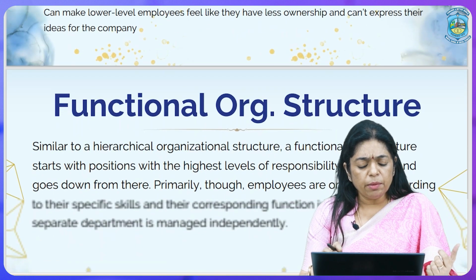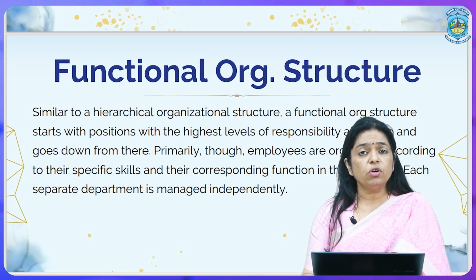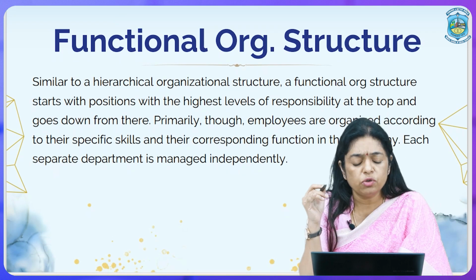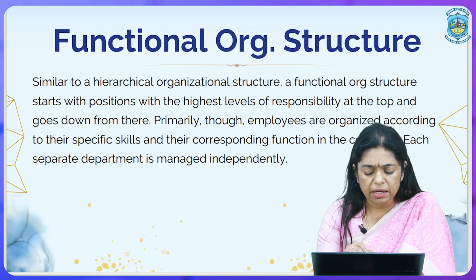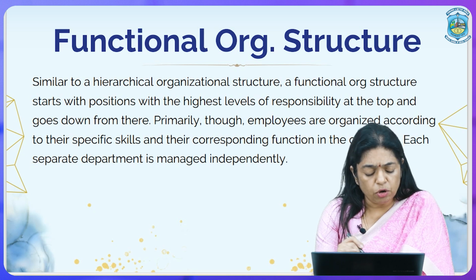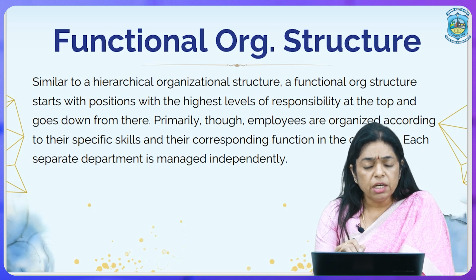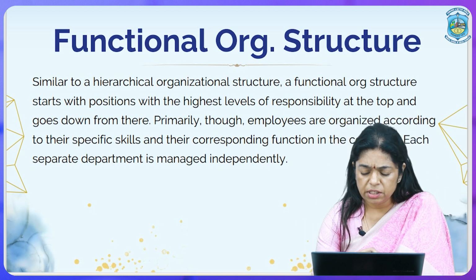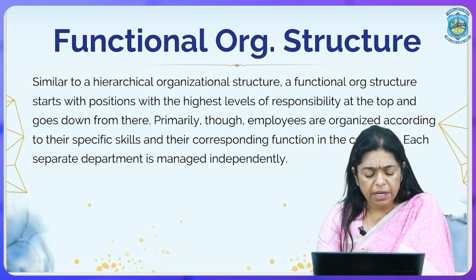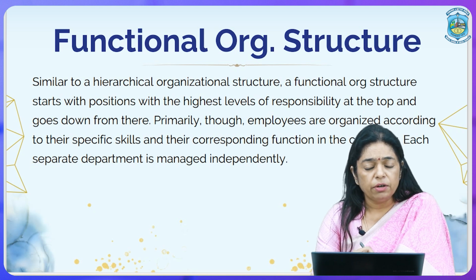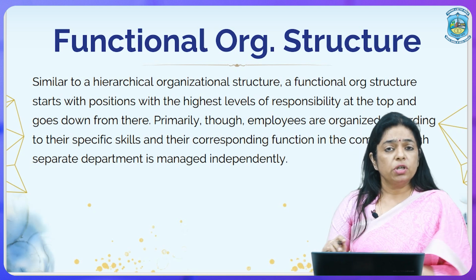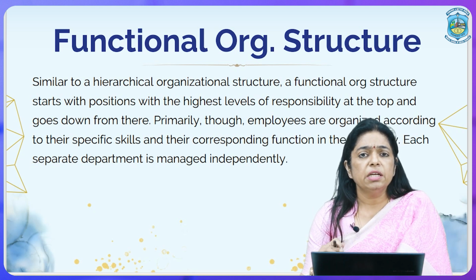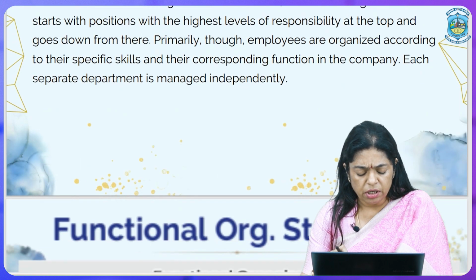Let us move to the second type of organizational structure, that is the functional organizational structure. Here also this structure starts with positions at the highest level of responsibility, that is at the top, and it goes down primarily to the lower level of employees or workers in the organization. Here also people are placed according to the skills and functions in a company, and each separate department is managed independently, as the name suggests, functional organizational structure.